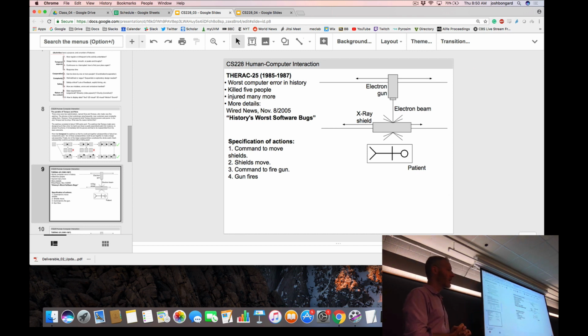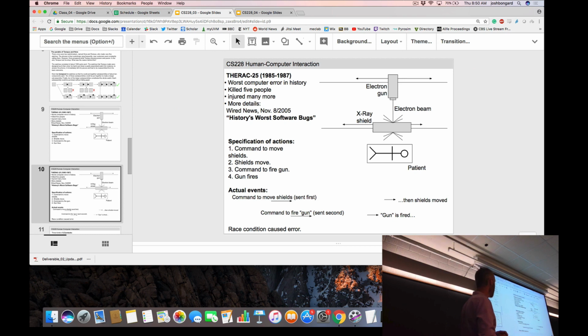So there was some software to control the Therac 25 that would, given the patient and where the tumor is, move these shields just into the right position, and then move the electron gun into position, then fire, and off you go. Okay. Unfortunately, what happened in the Therac 25 is the software would send commands to move the shields. Obviously, you want to move the lead blocks before you turn on the electron gun, which is what happened. The commands were sent to move the shields first, and then commands were sent to fire the gun.